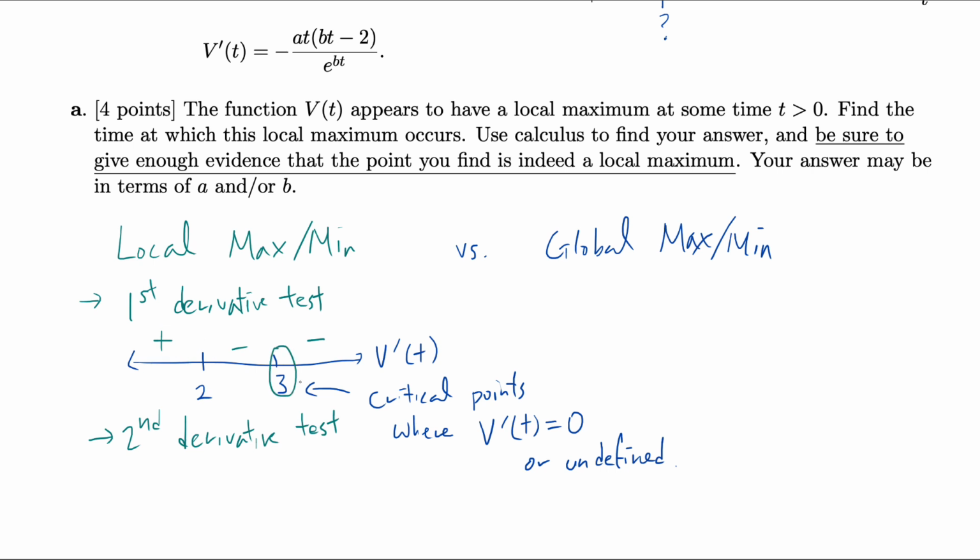Whereas at 3, even though it is a critical point, the function is decreasing to the left and decreasing to the right. So 3 is neither local max nor local min. So that's how you find local max or min.